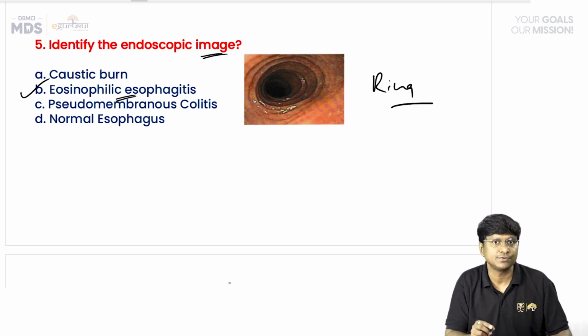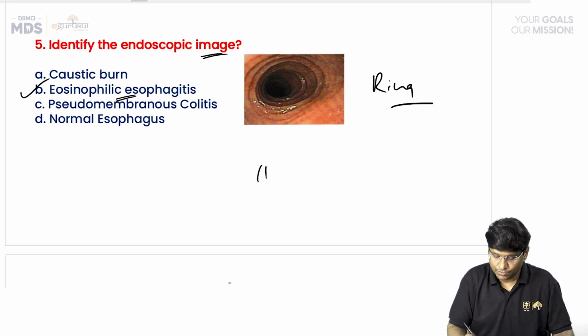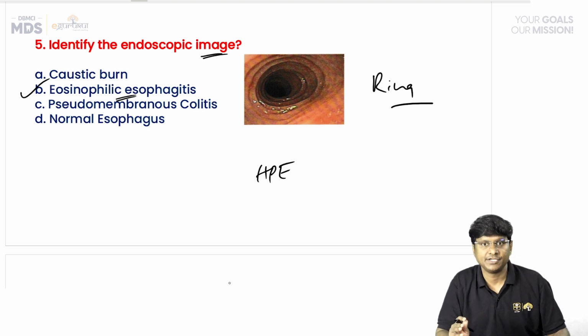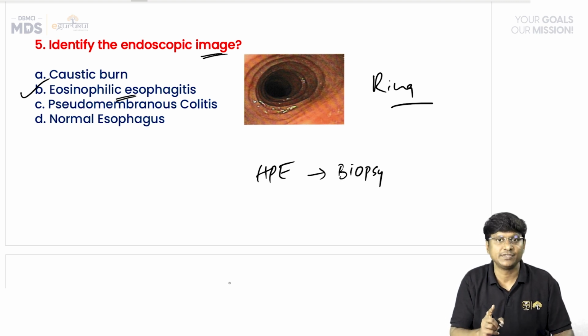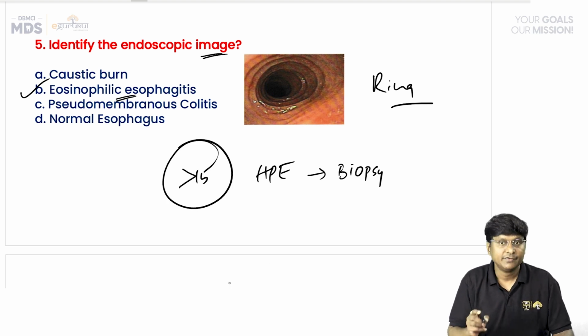And to confirm the diagnosis of eosinophilic esophagitis, what do you need to do? You need to do HPE examination, where you do the high power field examination on the biopsy. You take the esophageal biopsy and do an HPE examination, where you will see the presence of eosinophils. And how many eosinophils will be there? More than 15 eosinophils per high power field.